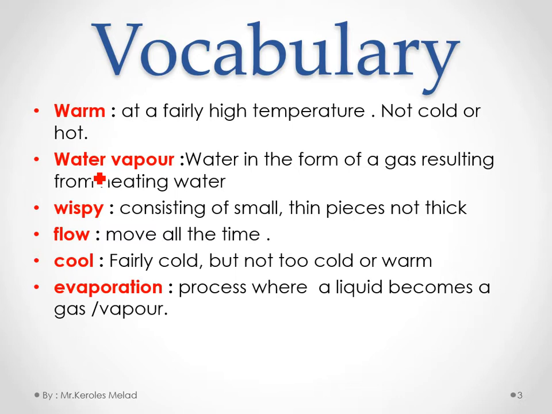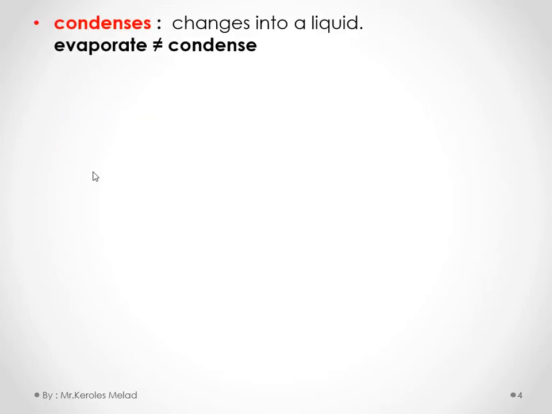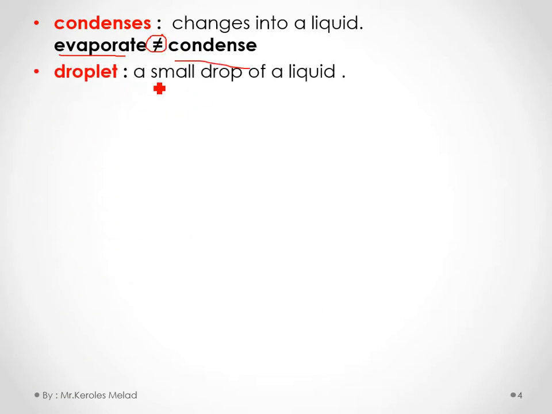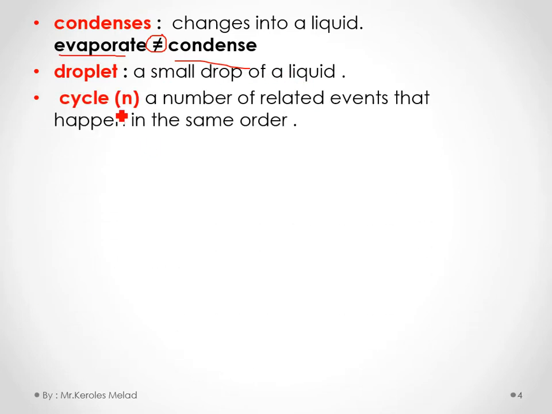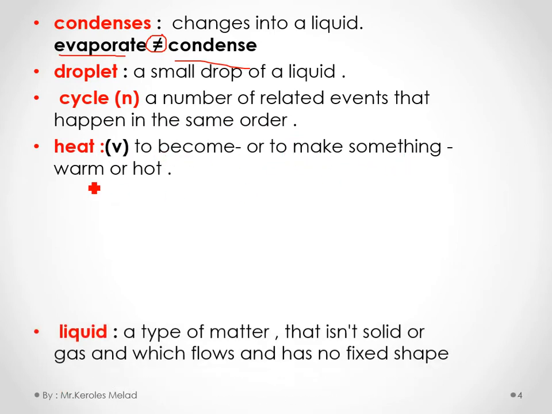Evaporation, meaning the process where a liquid becomes a gas or a vapor. Condense: change into a liquid. As you can note, evaporate isn't equal to condense. Droplet: a small drop of a liquid. Cycle, noun: a number of related events that happen in the same order. Heat: to become or to make something warm or hot.